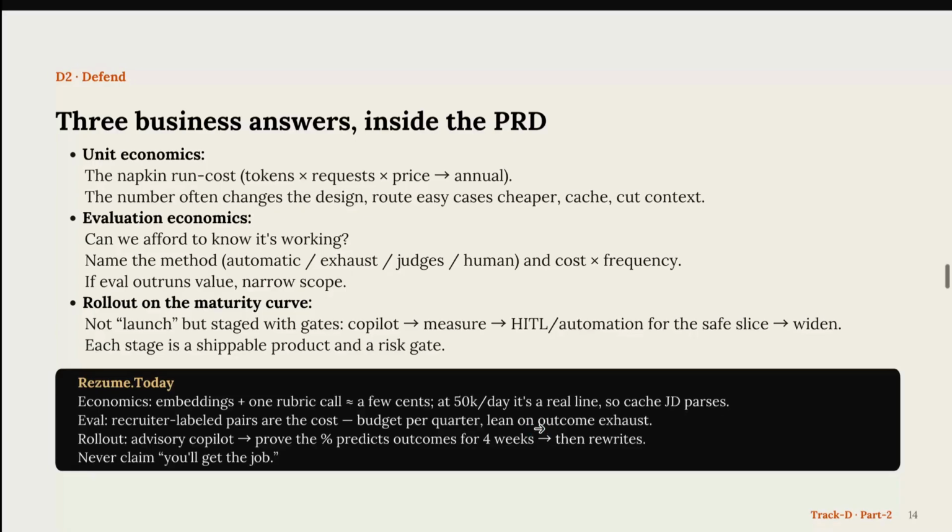We roll this out with advisory co-pilot first. We prove that the percentage predicts outcomes for 4 weeks, and then rewrite it. Yeah, improve it. We never claim that, hey, you'll get the job. We do it in parts.